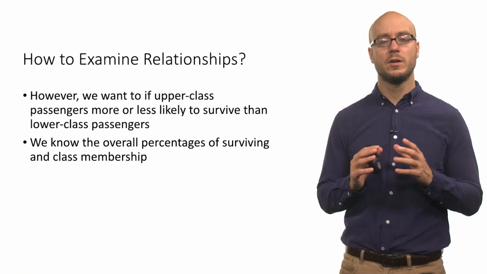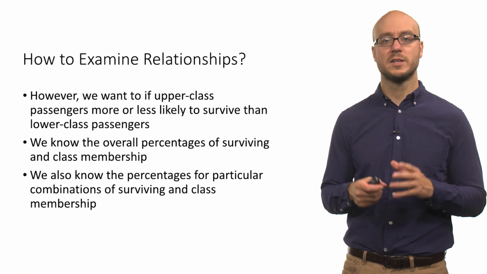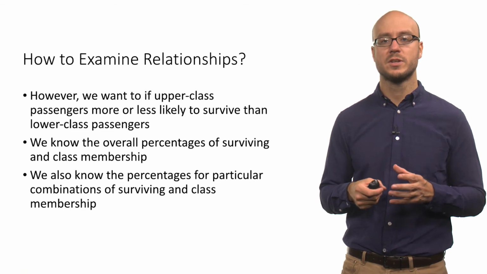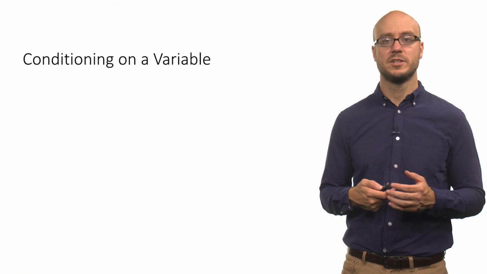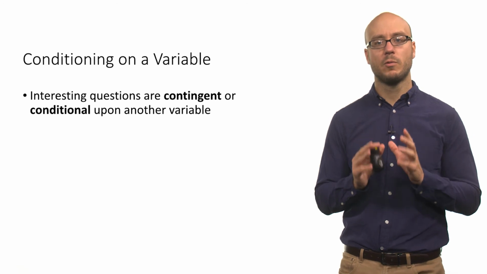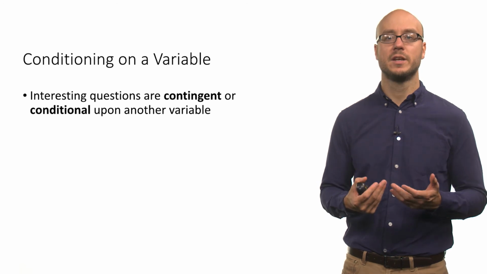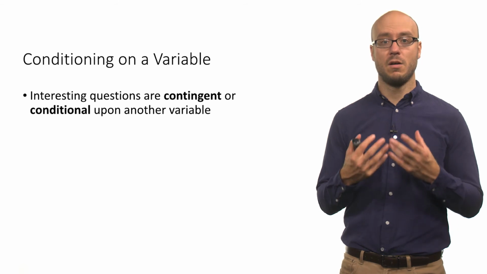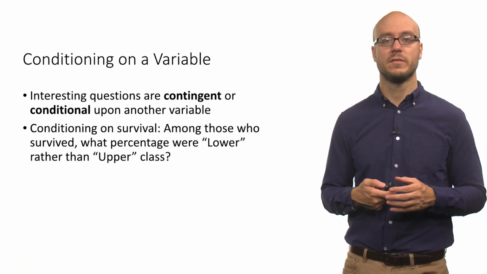To put it another way, we want to know the percentages conditioning on particular values, because so far we know the overall percentages, and we know the percentages for particular combinations, but we want to condition on some set of values and calculate the percentages that way. So the key point here is that often the questions you want to ask and answer from a contingency table involve conditioning. And this is why a contingency table is called a contingency table, because often you want to say things that are contingent upon the values of another variable.